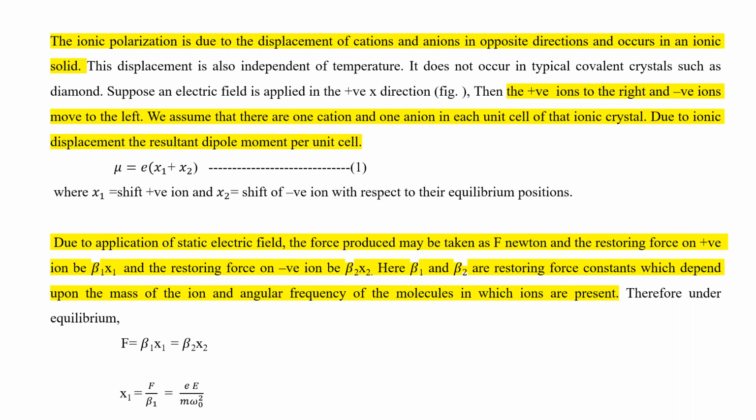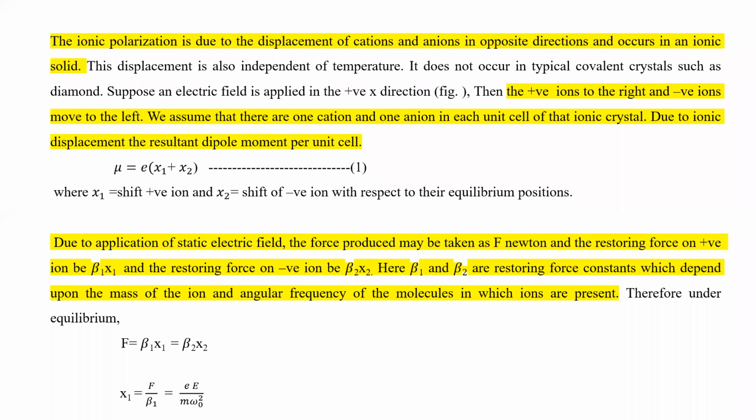The restoring force of negative ion is beta 2 x2. அப்போ beta 1, beta 2 be the force constant, which depends on the mass of the ion and the angular frequency of the molecule in which the ions are present. Okay, the force constant மாஸையும் அதோட angular frequencyயும் depend பண்ணியிருக்கு. இப்போ normalா இப்படி move ஆகும்போது that will be creating the vibration, that vibration is denoting the angular frequency.